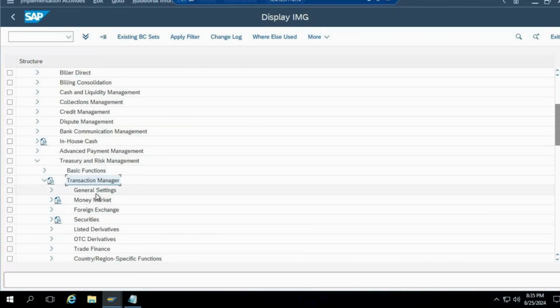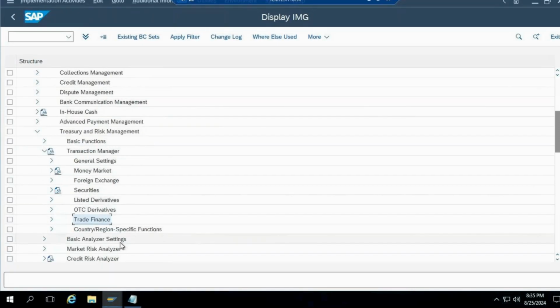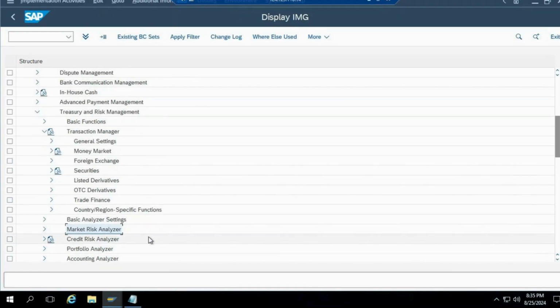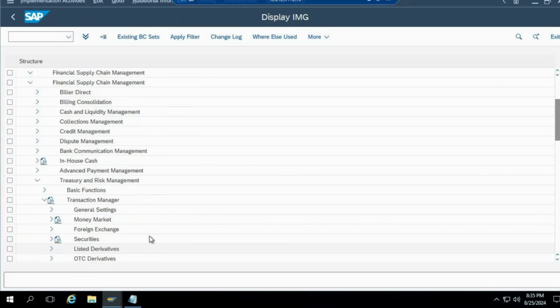You can see general settings, you can see product group. These are called product groups. You can see money market, foreign exchange, securities, listed derivative, OTC derivative, trade finance, right? And also you can see basic analyzer setting, market risk analyzer, credit risk analyzer, portfolio analyzer, like that.